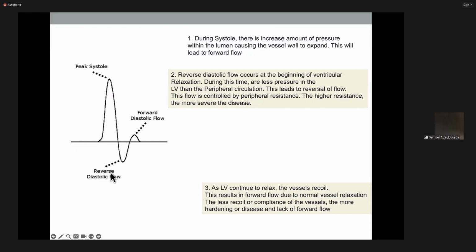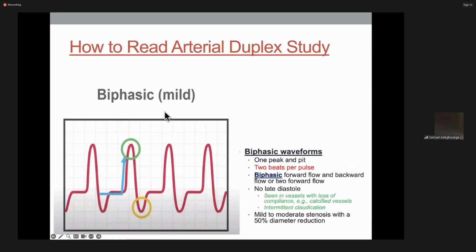Reverse diastolic flow, or your rebound flow, and forward diastolic flow. Reverse diastolic flow, or your rebound diastolic flow. Does that make sense, guys? So make sure you understand that reverse or rebound, forward flow. All right, let's go back.